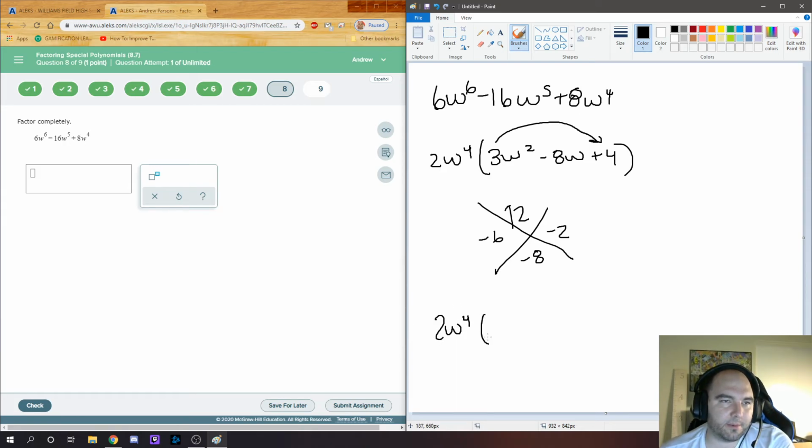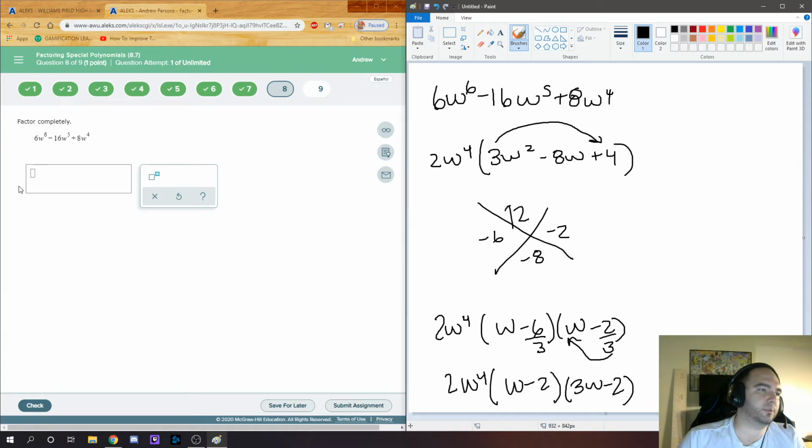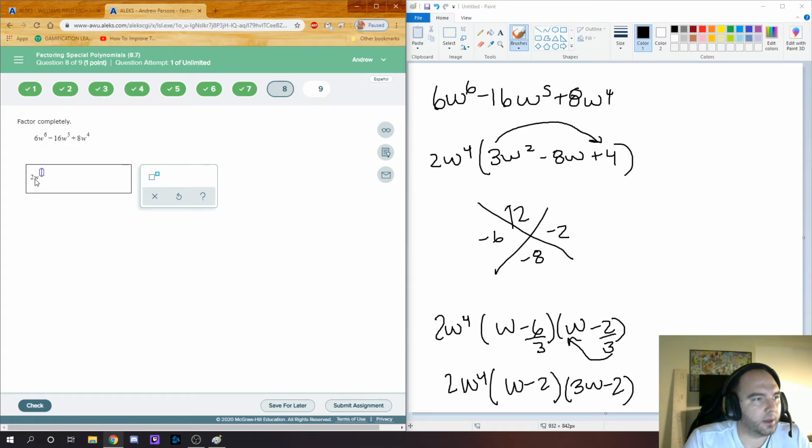So I'm going to come down here. I'm going to write w minus 6, w minus 2, doing the bottoms up method, of course. I'm putting each of those over 3. Why am I putting them over 3? Because that was the number in front of this menagerie of stuff I'm trying to factor. I get 2w to the fourth. W minus 2, because 6 divided by 3 is 2. And on the second one, can't divide, so I bring it up. 3w minus 2. Whew, so much stuff. 2w to the fourth, w minus 2, 3w minus 2.